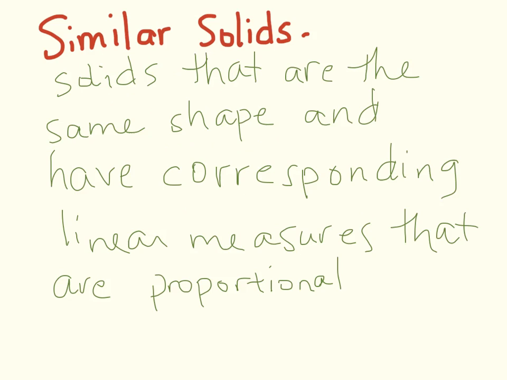So what that means is when we're measuring the length or the width or the radius and different measures like that, the slant height, things that are linear that we measure, if all of those measures are proportional with another solid, then we say that they are similar solids.